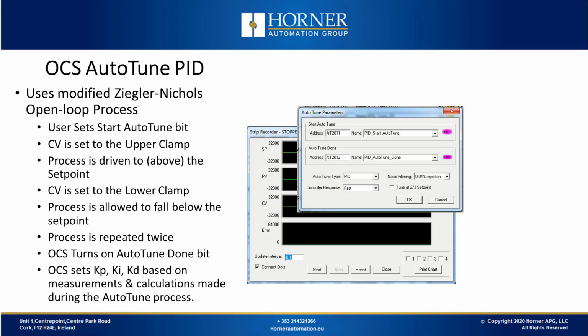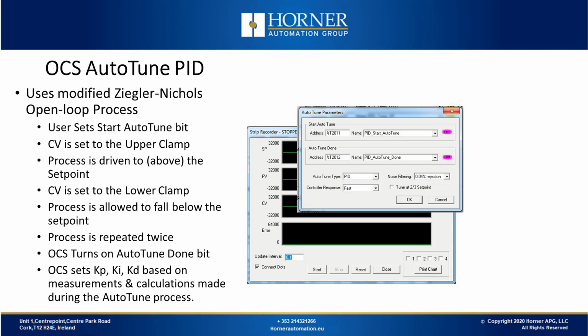To initiate this, set the auto-tune variable, which is a bit, to start the process. The OCS will automatically set the control variable to the upper clamp, so it's going to turn that output on full bore. If we haven't set an upper clamp, it's going to be at 32,000. When our CV goes full bore, we're going to be driving the process. Before we started the auto-tune process, we set a set point. You need to have a set point set.